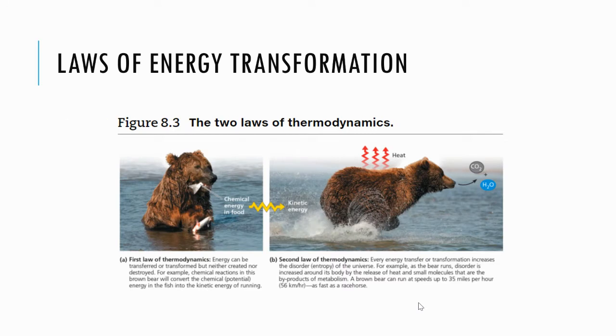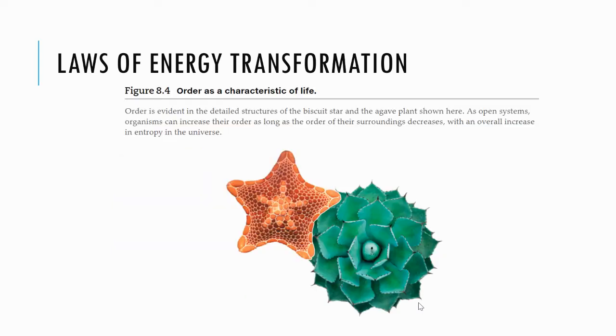Here's a picture example of the cutest little bear showing the 2 laws of thermodynamics. The first law says that energy is transferred or transformed. So energy from the food is going from the food source to the bear. And then the second law shows energy transfer or transformation, where heat is being released. Although order is a characteristic of life, we still want an overall increase of entropy in the universe.